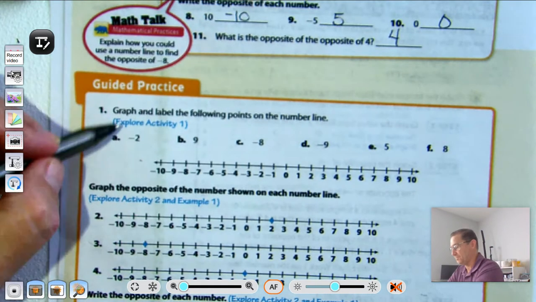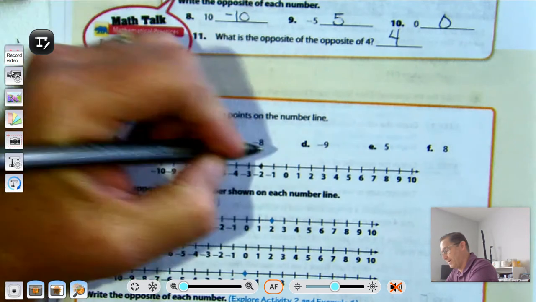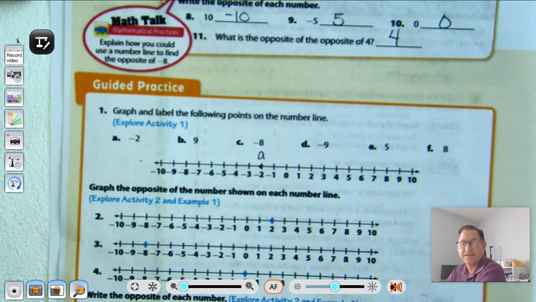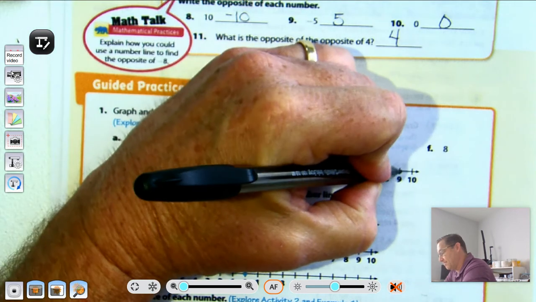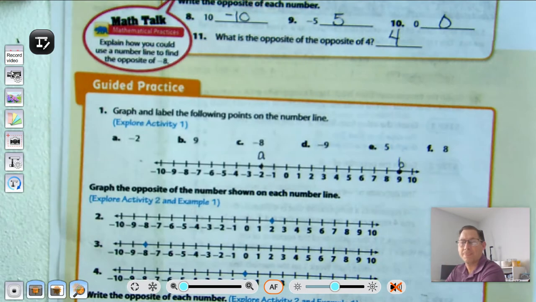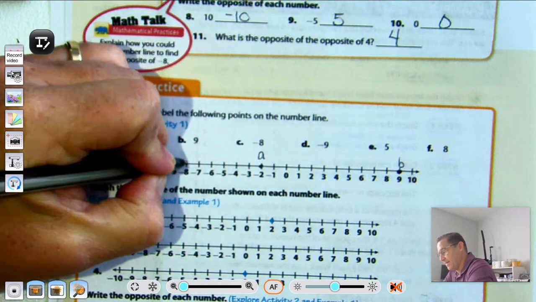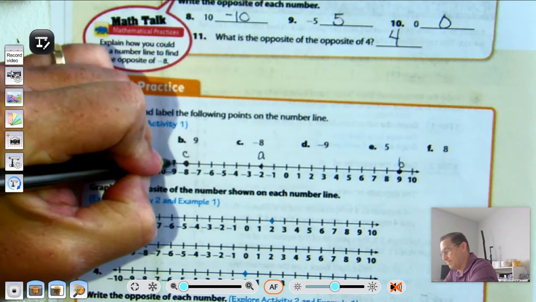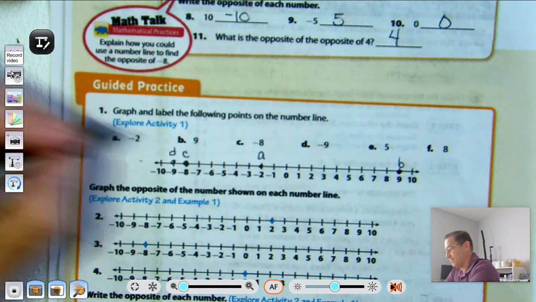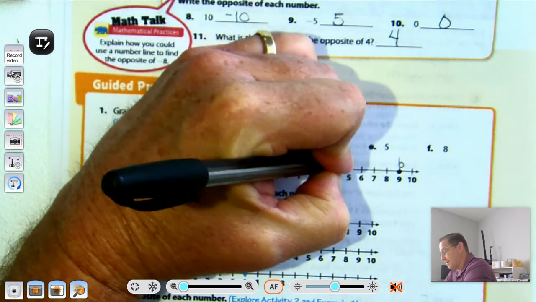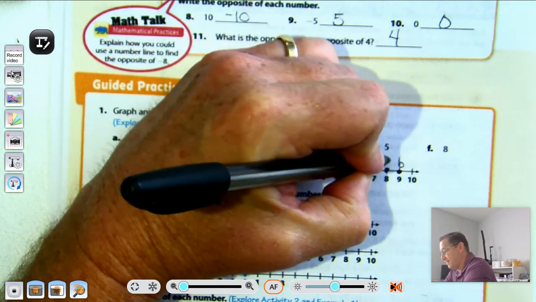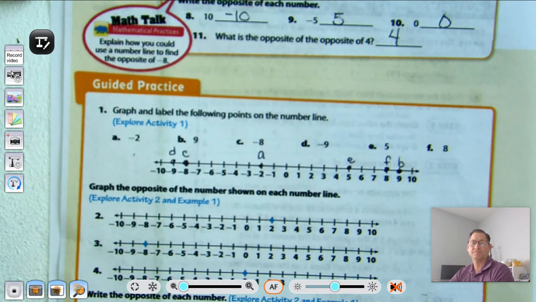All right. Graph and label the following points on the number line. All right, negative 2. Right there. And we're going to call that A. B is 9. C is negative 8. D is negative 9. E is 5. And F is 8. Okay.